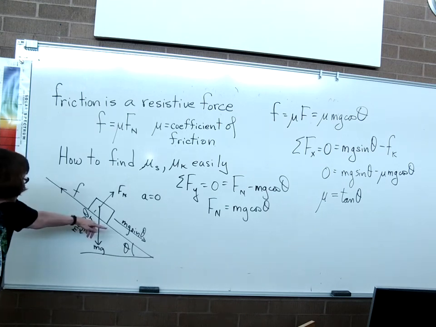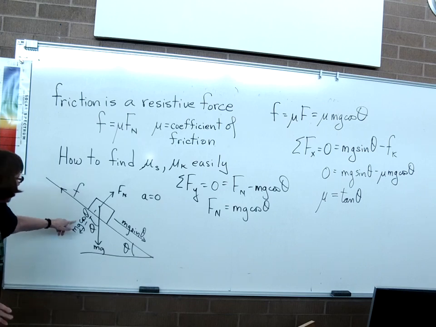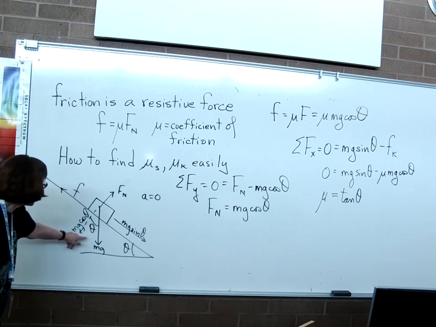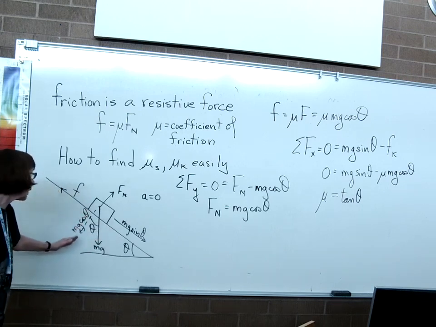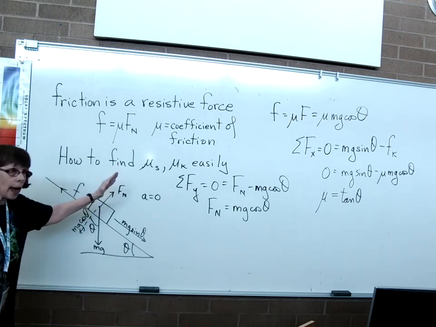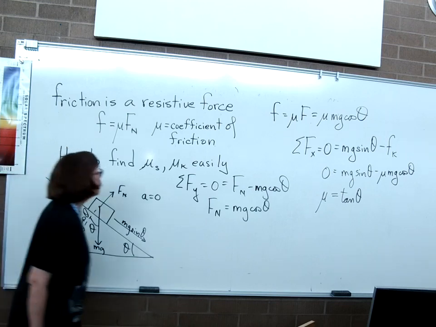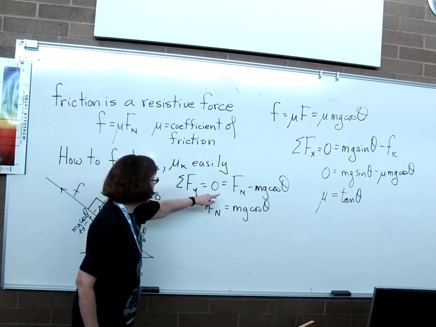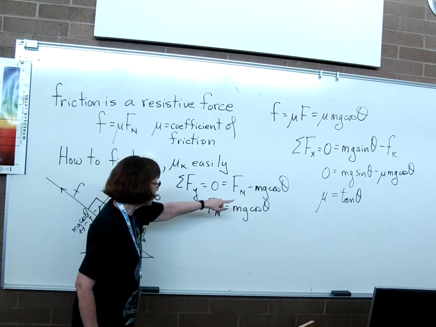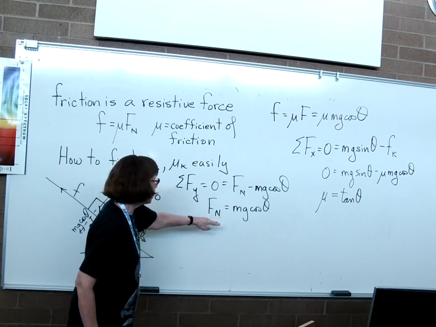Mg sine theta is down the incline, and kinetic friction or static friction is up the incline, depending on what we're solving for. The weight goes into two components: mg sine theta down, mg cosine theta into the incline. The normal force is acting out of the incline and must be perpendicular to the surface. Therefore, the sum of the forces in the y direction equals 0. That's going to be equal to the normal force minus mg cosine theta. So the normal force is equal to mg cosine theta.